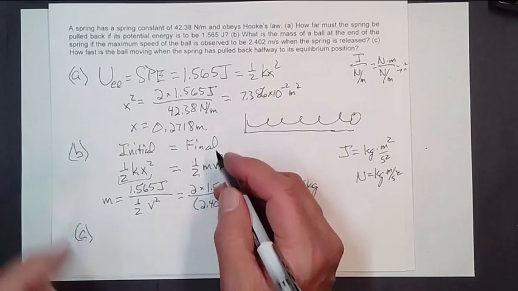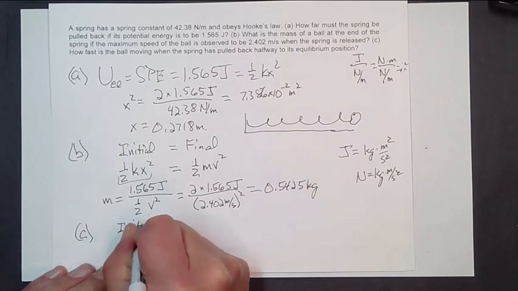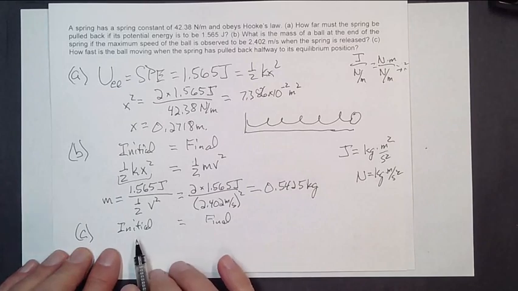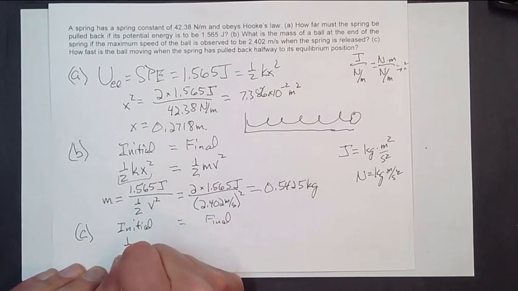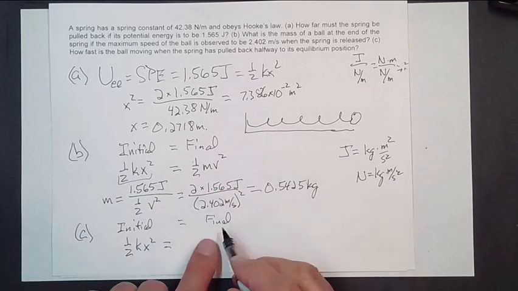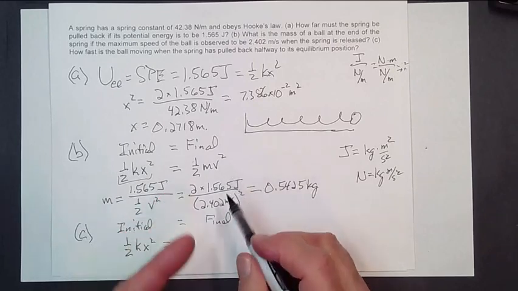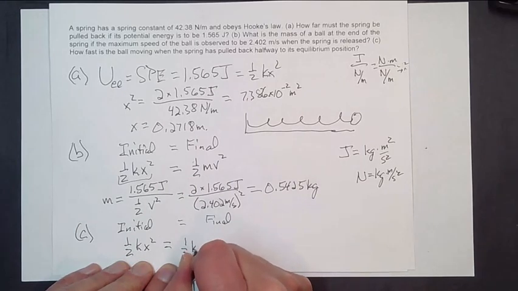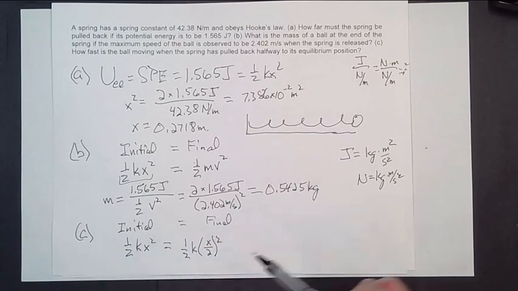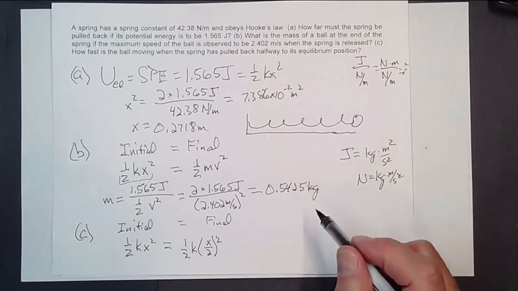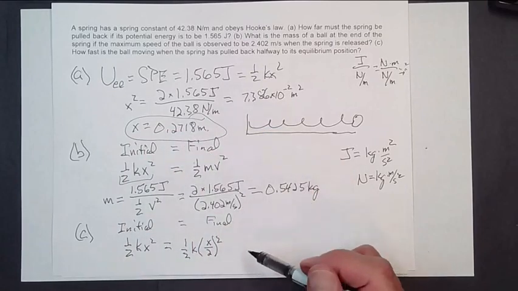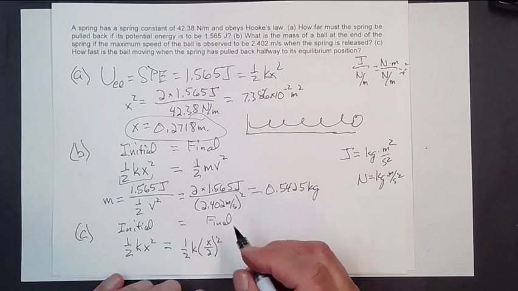Well, let's do another initial equals final thing here. Final in this case is just going to be halfway back to the equilibrium position. Again, at the initial position, I'll have that 1/2 kx squared, which I know to be 1.565 joules. The final position here, I won't have zero potential energy in the spring, because it's going to have 1/2 k times x over 2 squared. X here is going to be the maximum stretch of the spring, which I don't think we even figured out, did we? Oh, yes, we did. It was 0.2718. But I'm not going to bother to stick that in here yet. I want to show you something.